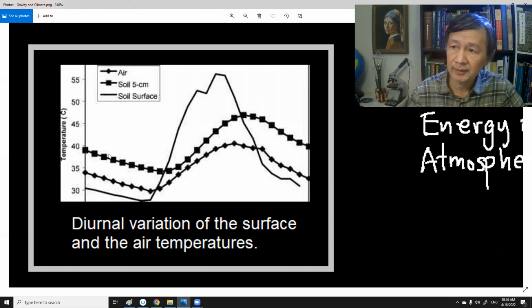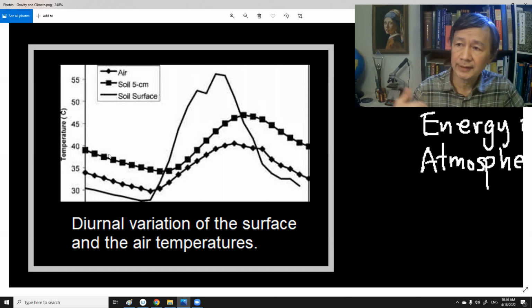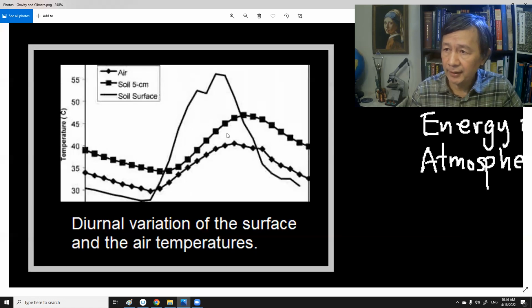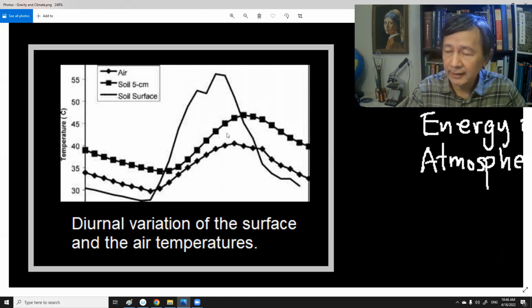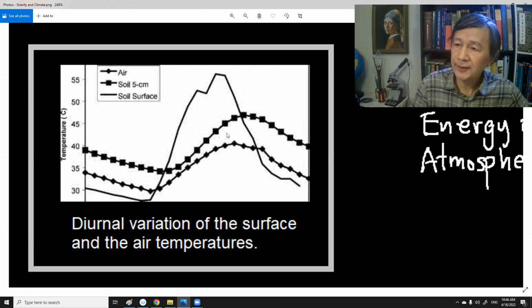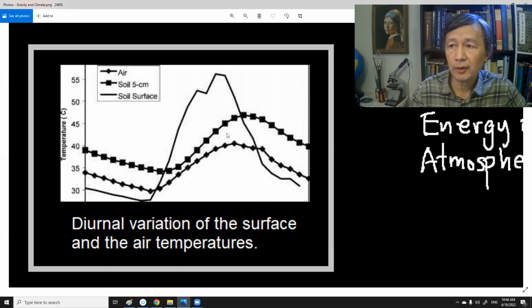So that will give you another indication of this diurnal variation. That makes the Earth different from other heavenly bodies, such as the moon and other planets without atmosphere. So that is a very important feature of the Earth where we live. But how do we explain this phenomenon?